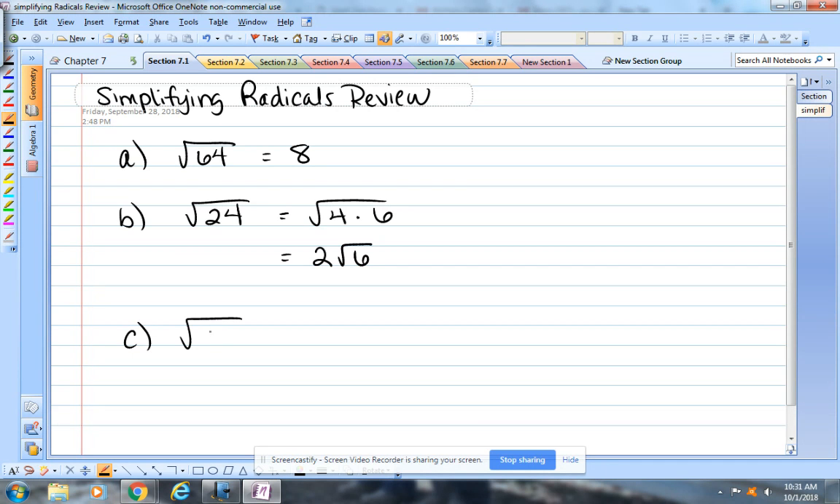Radical 96. So is 96 in my list of squares that's on the board underlined in red? No. So I need to think of the largest square number that goes into 96. Is 16 going into 96? How many times?